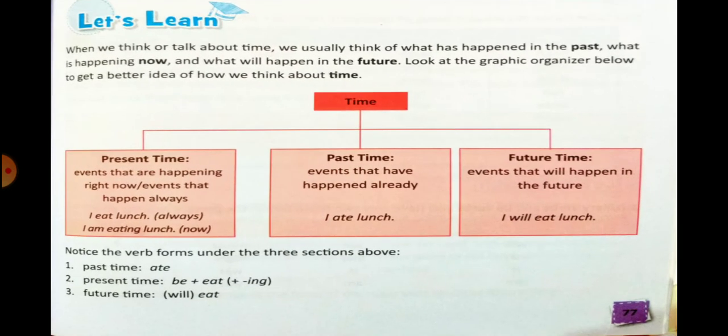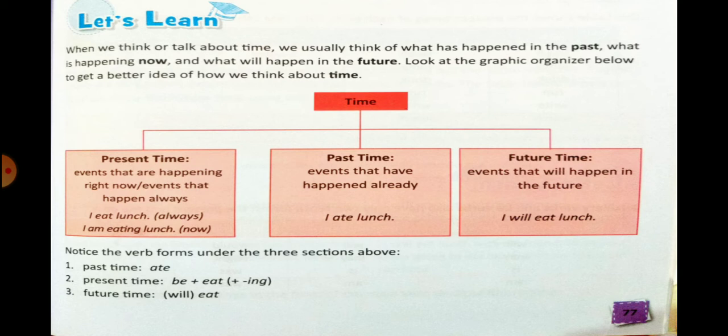Next. Now when you turn to page number 77, or you are rather on page number 77, here you will learn something. So let's learn. When we think or talk about time, we usually think of what has happened in the past, what is happening now, and what will happen in the future. So here you can see the graphic organizer below to get a better idea of how we think about time. So whenever we think about time, we either divide it into the present time, past time or future time.